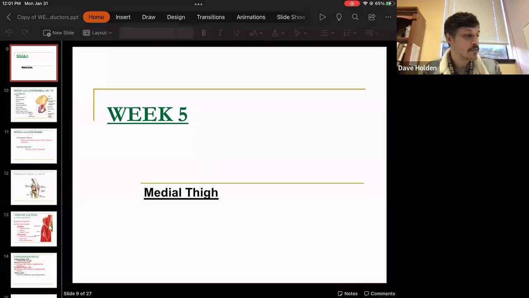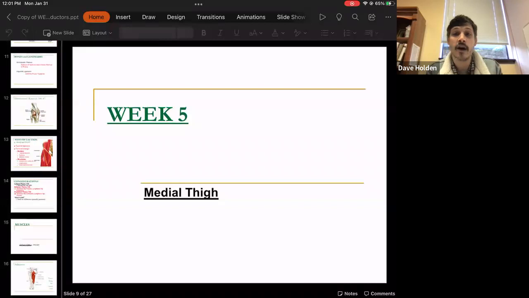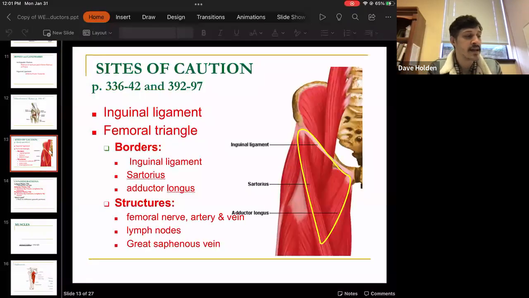First things first, though, there is a site of caution that we need to be aware of now that we're working on the anterior and the medial thigh. This site of caution is called the femoral triangle. The femoral triangle is bordered on 3 sides by a ligament and 2 muscles. Those are the inguinal ligament. And the easiest place to picture that is what makes the V on your hips. That's the inguinal ligament.